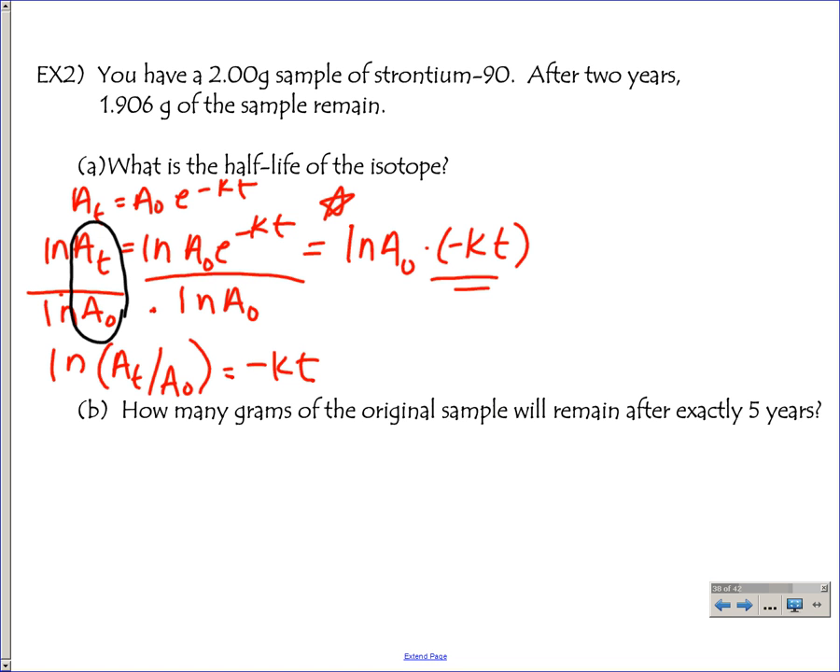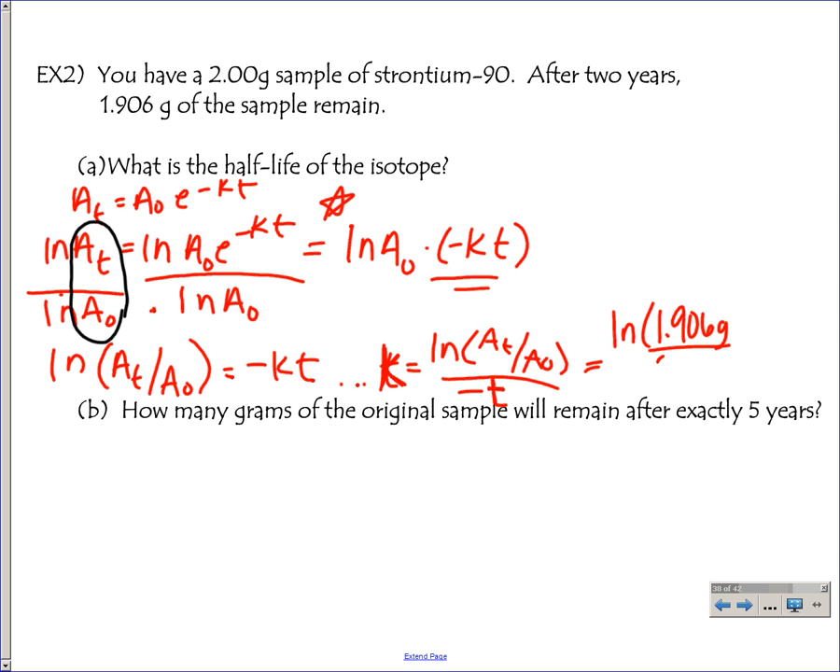If I want to isolate k all by itself, I'm going to divide by negative t on both sides and get k is equal to ln of A at t divided by A naught, over negative t. Whenever I solve for that, I'm just going to plug in the information given to me: ln of 1.906 grams divided by 2.00 grams. That's the A at time t and the mass at time 0, and then divided by negative 2 years.